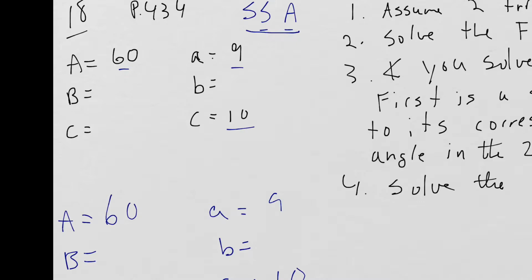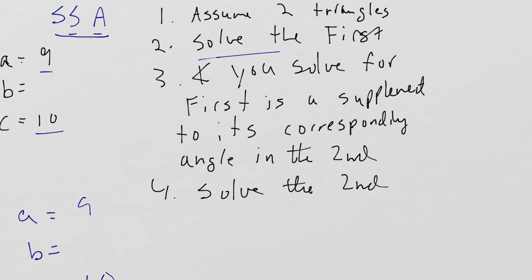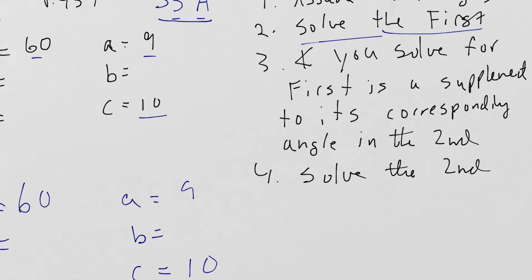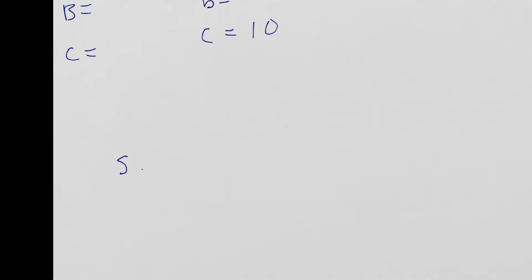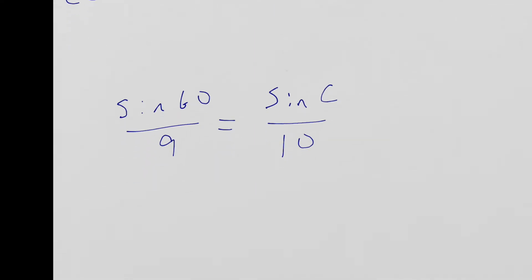So we're going to assume 2 triangles. Okay, number 2 says solve the first. Solve the first triangle. So to solve the first triangle, we'll go down here. It's going to be the sine of 60 over 9 should equal the sine of C over 10. Okay, I'm going to pause it here and I'm going to do the math. Alright, so I paused the video there and I crunched some numbers. I get a C value of 74.2 degrees.